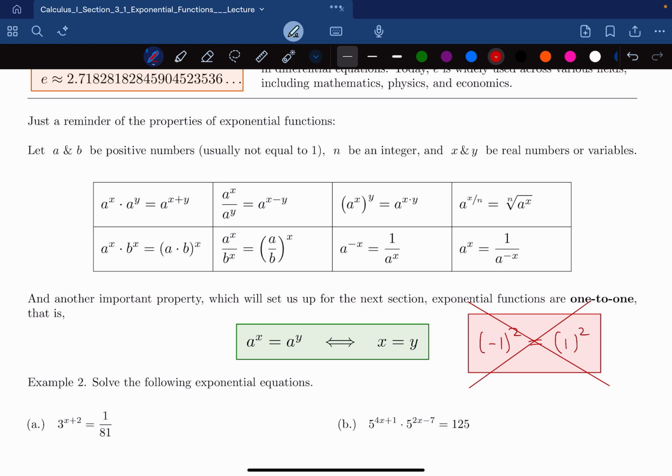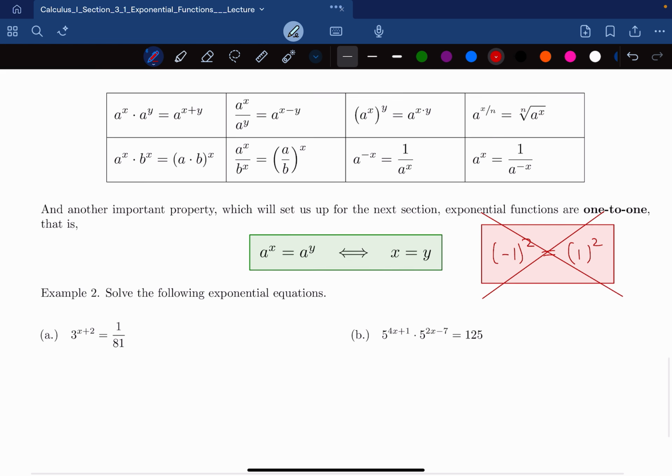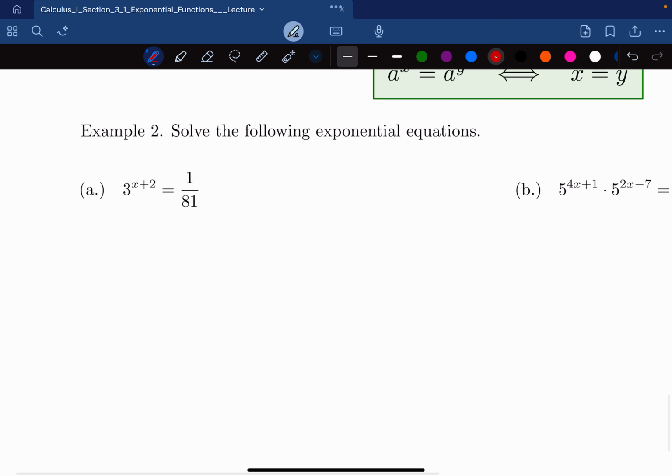Okay, so the one-to-one property turns out to be very important, and we can leverage that to solve some basic exponential equations. Let's take a look at this. So the idea here is I want to leverage the one-to-one property. That means what I need to do here is to bring both sides to a power of the same base. On the left-hand side is everything to the power of 3. So I want to somehow write the stuff on the right as a power of 3 as well.